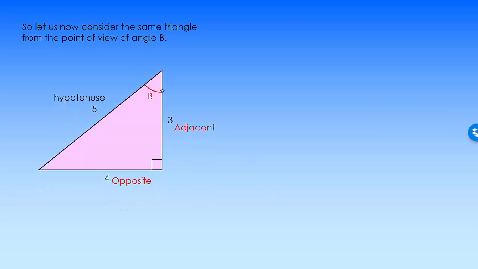Now let's consider the same triangle from the point of view of angle B. So angle B is up here. This is the adjacent, this is the opposite. Of course the hypotenuse is always the longest side. The sine of B is the length of the opposite over the length of the hypotenuse, but this time the opposite is 4. So it's 4/5.